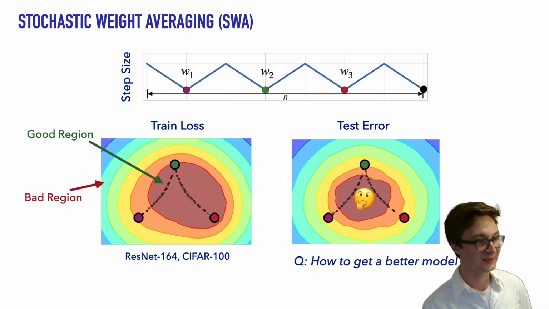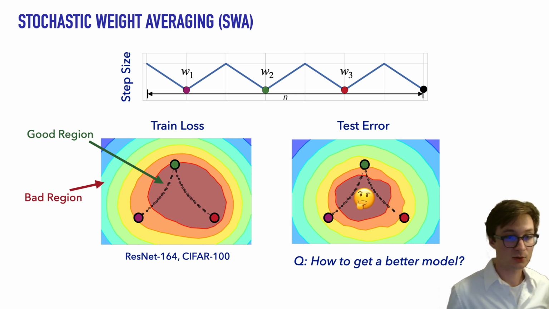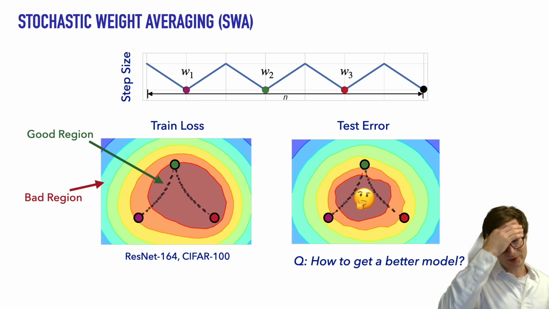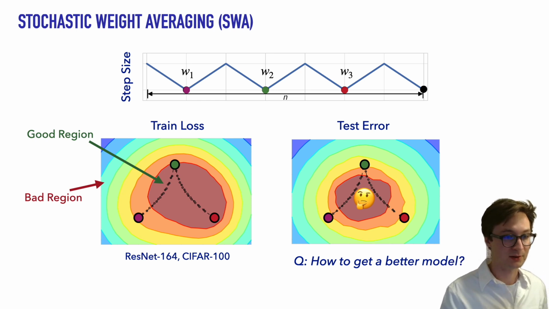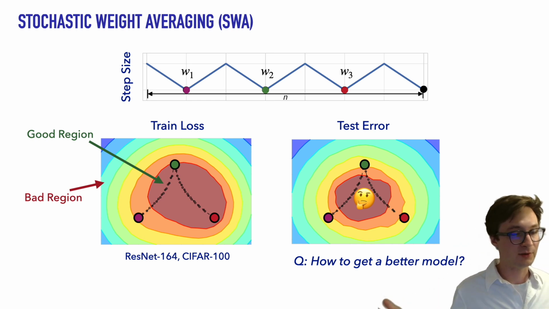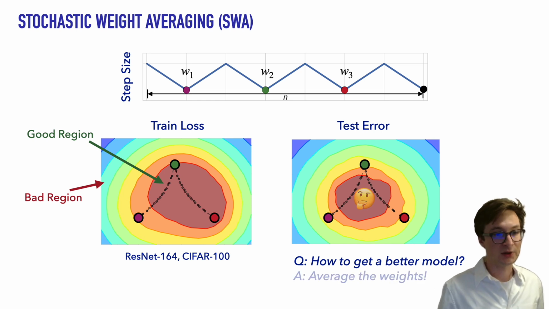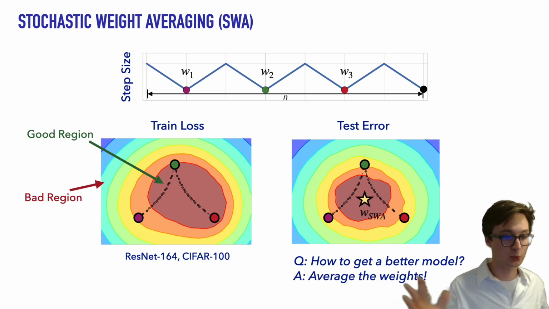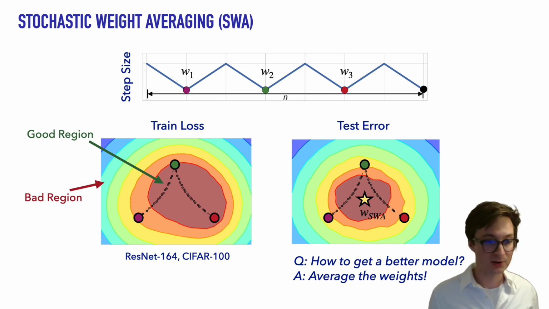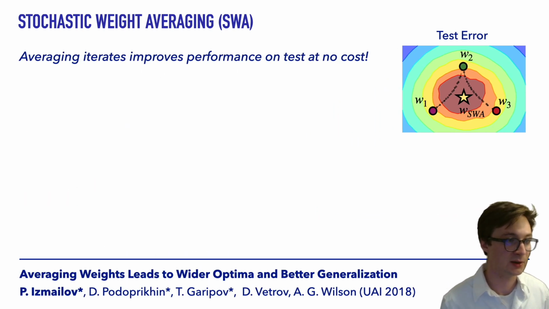But in fact, alongside this work, we found that we can do something better in this context. The way we found this was actually by looking at these very pictures. We see that when we run SGD like this, it bounces around this very big flat region in the train loss. But on the test loss, the more central points within this region are better. And we can get an even better solution by just averaging the weights of the models that we get from this SGD exploration. This is what we call stochastic weight averaging, or SWA.